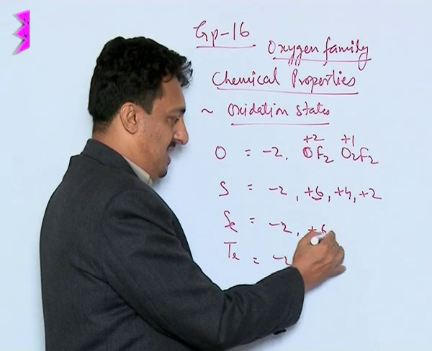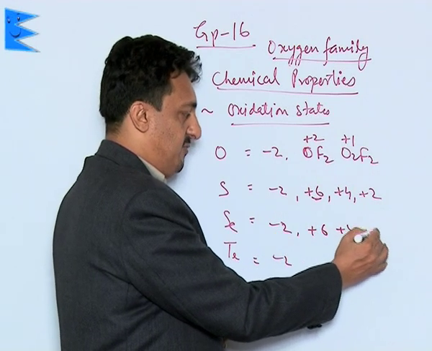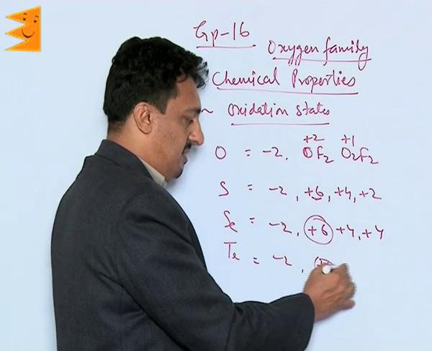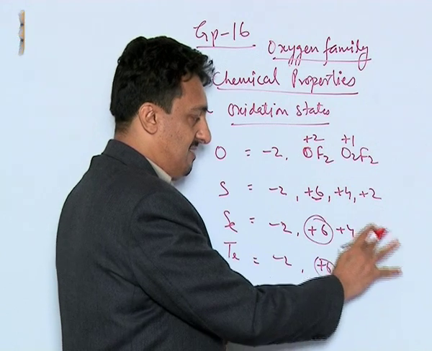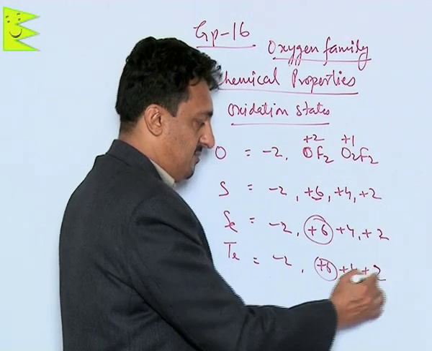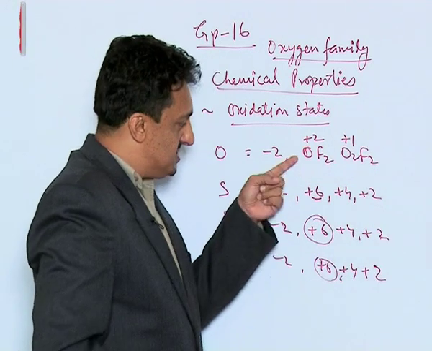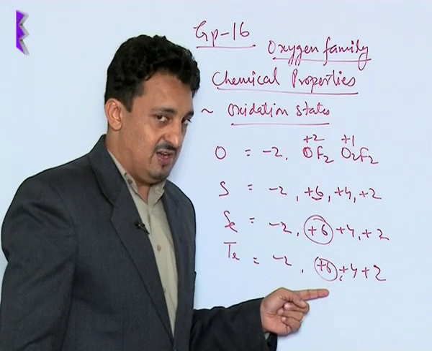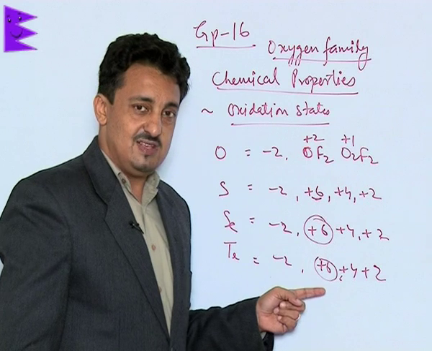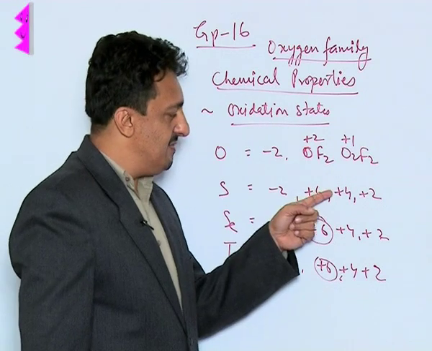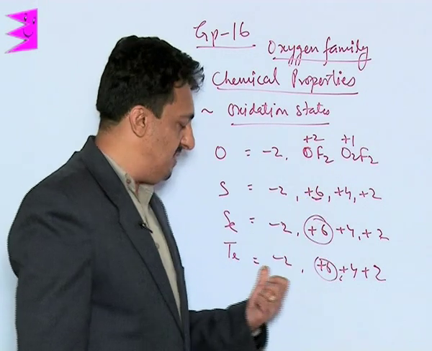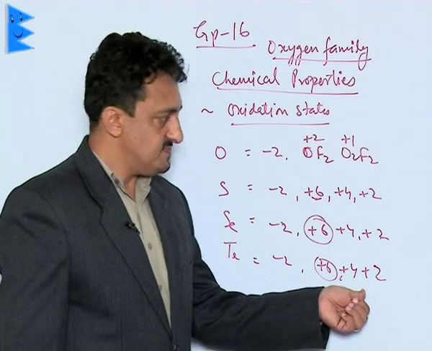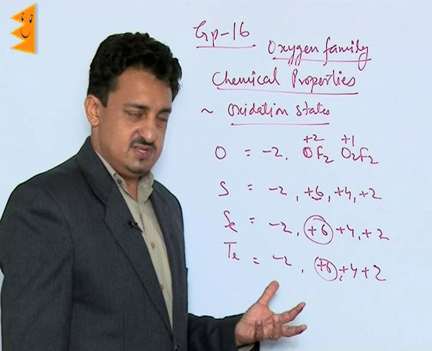Selenium also shows +6, but it is more stable in +4 and +2, so +6 is not very stable. And tellurium again is not mainly existing in +6, but mainly in +4 and +2. So it's the same thing. The stability of the higher +6 oxidation state decreases down the group due to the inert pair effect, poor screening of the ns electrons, and the stability of the lower oxidation state increases. That's why we have tellurium existing in +4, also in +2 state. So these are their major oxidation states.